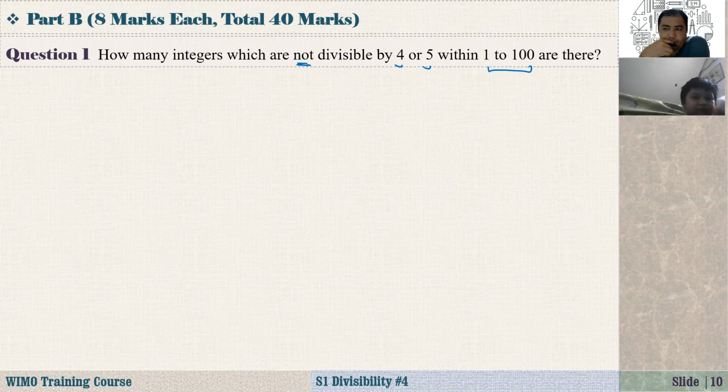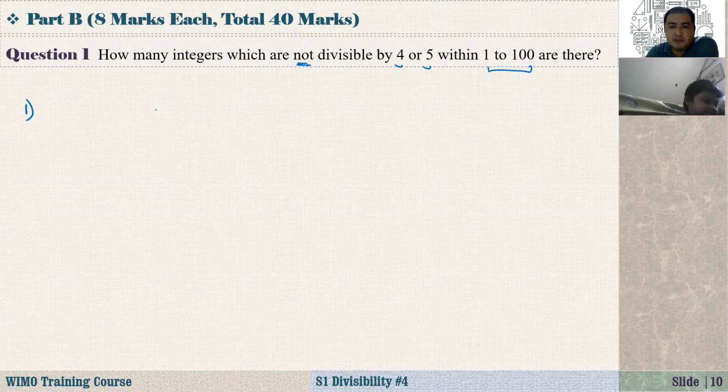I first get divisibility by 4 and divisibility by 5, and then subtract those from 100, the numbers divisible by 4 or 5. Very good. At the time, first, how many integers are not divisible by 4 or 5? So we need to find the numbers which are divisible by 4 or 5 and subtract from 100. It gives us the answer.